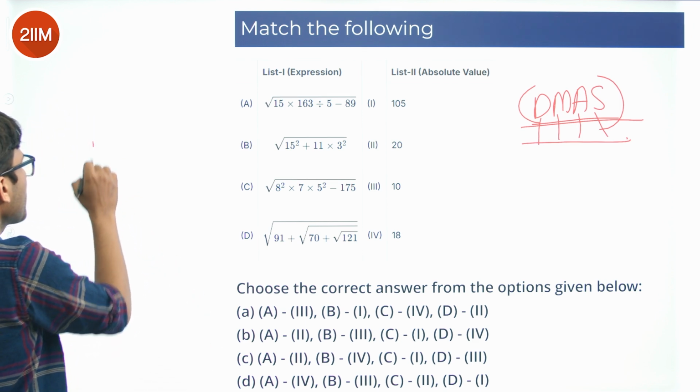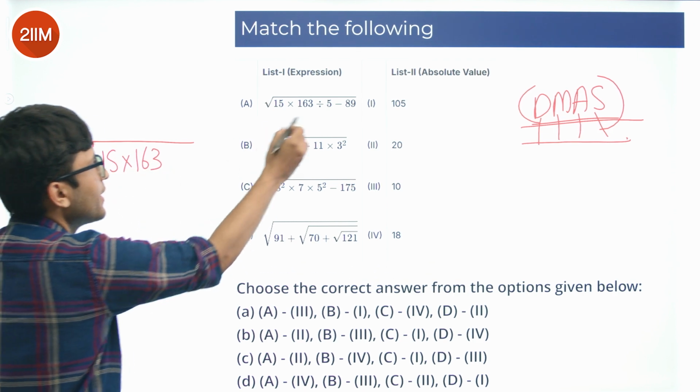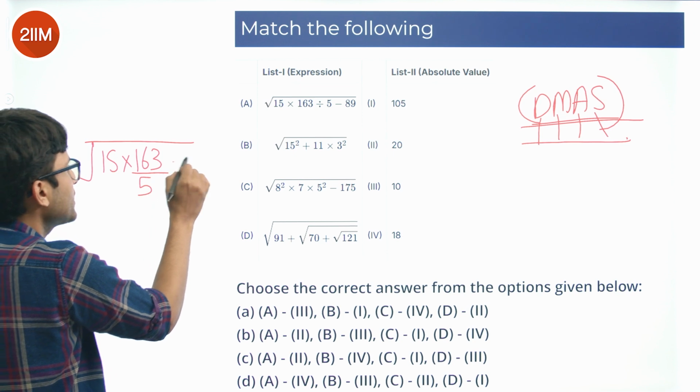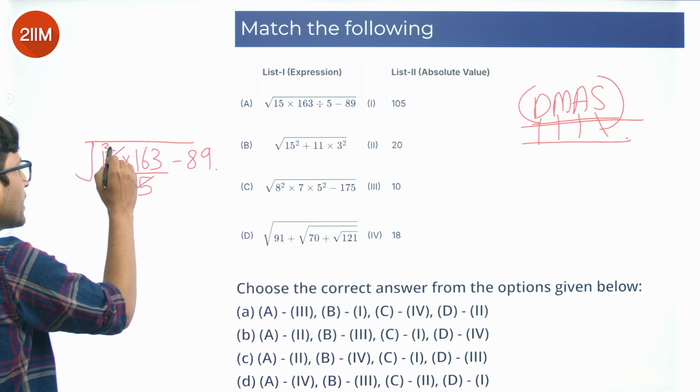15 into root over 15 into 163 divided by 5 minus 89. Okay, so this is my value. So this would turn out to be 3, sir.